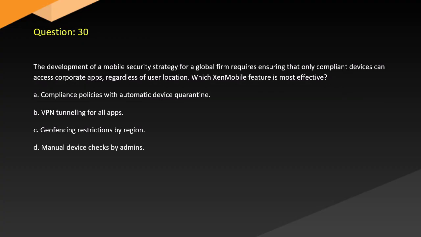Question 30. The development of a mobile security strategy for a global firm requires ensuring that only compliant devices can access corporate apps regardless of user location. Which XenMobile feature is most effective? A. Compliance policies with automatic device quarantine. B. VPN tunneling for all apps. C. Geofencing restrictions by region. D. Manual device checks by admins.